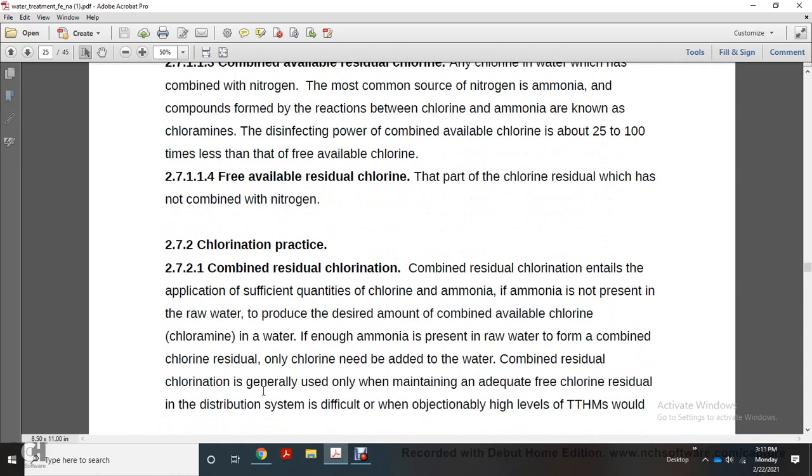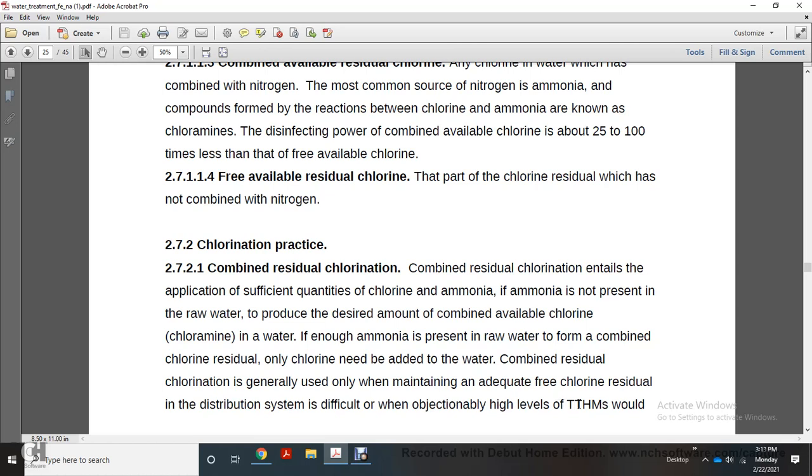Chlorination practices. Combined residual chlorination entails the application of a sufficient quantity of chlorine and ammonia, if ammonia is not present in the raw water, to produce the desired amount of combined available chlorine, chloramine, in the water. If sufficient ammonia is present in the raw water to form a combined chlorine residual, only chlorine needs to be added. Combined residual chlorination is generally used only when maintaining an adequate free chlorine residual in the distribution system is difficult with injection at a high level.